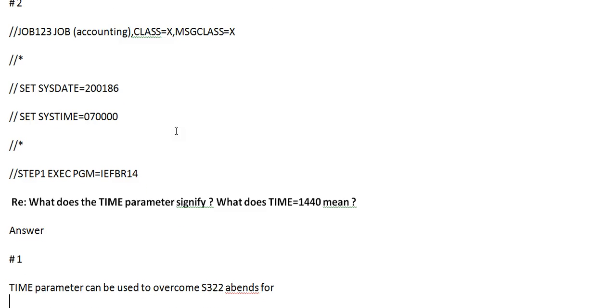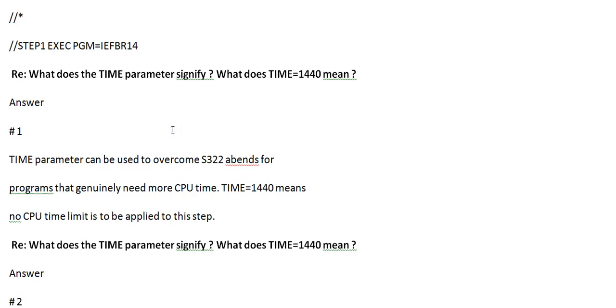What does the TIME parameter signify and what does TIME=1440 mean? The answer would be: the TIME parameter can be used to overcome S322 abend for programs that genuinely need more CPU time. TIME=1440 means no CPU time limit is applied to this step. Sometimes there will be a set of jobs which require more and more time, and some jobs will run for hours and hours. In that state, you need to set the time to 1440, which means CPU time is allocated as unlimited and the job can run for a long time.